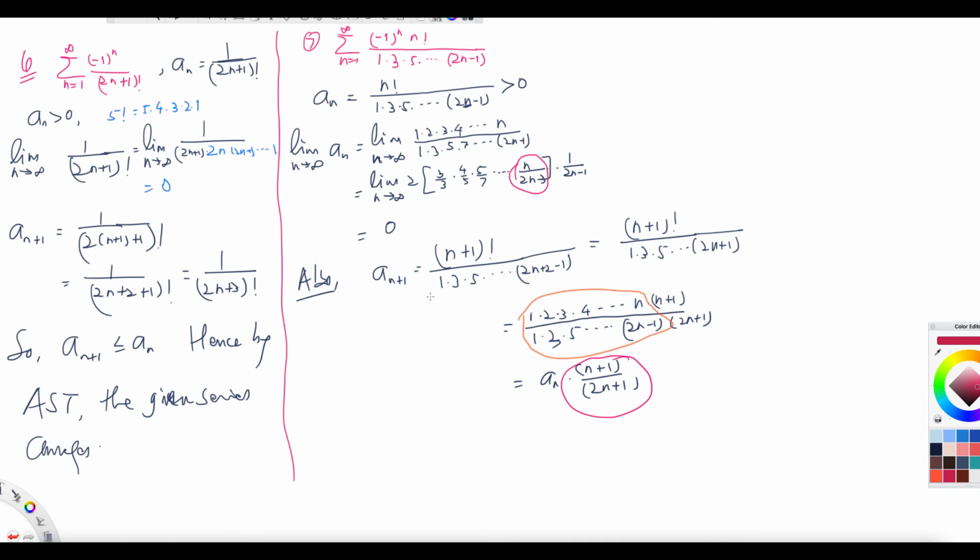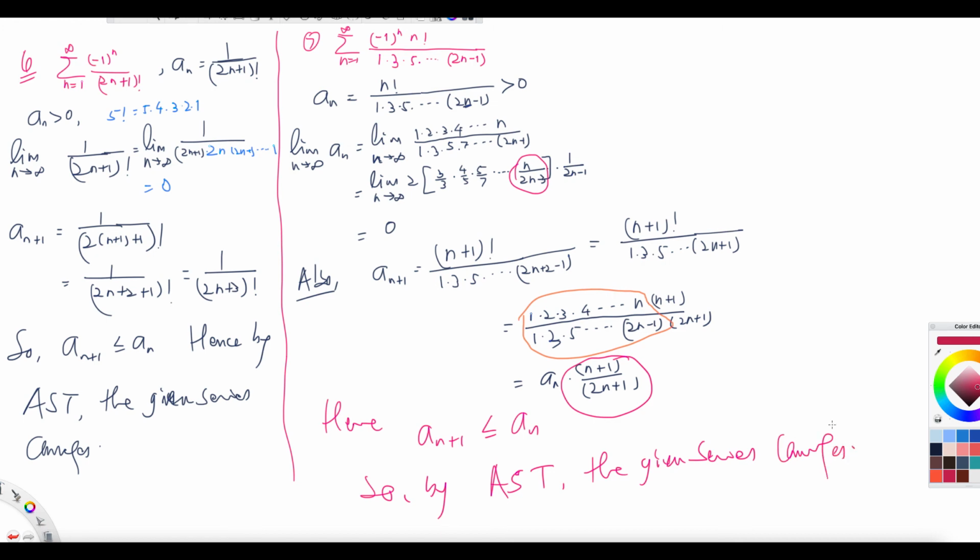If you take n equals 2, what do you get? 2 plus 1 is 3, divided by 2 times 2 plus 1, which is 5, right? 3 over 5. So an plus 1 is 3/5 of an, meaning that hence an plus 1 is less than or equal to an. So by the alternating series test, the given series converges.